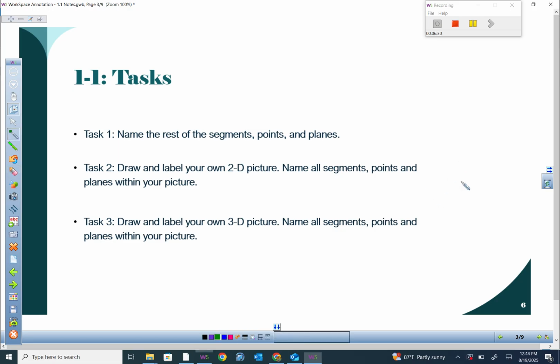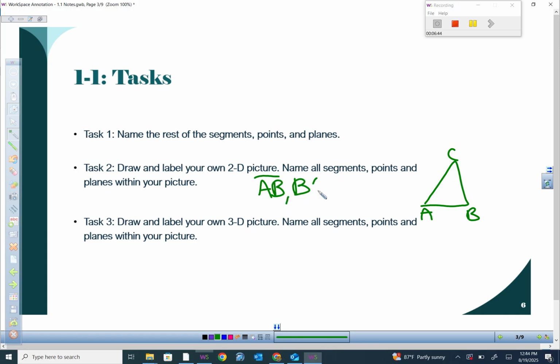Alright, so my favorite two-dimensional shape, well actually, maybe not my favorite, it's probably this one, it's just the easiest. So name all the segments: AB, make sure you don't forget that segment line, BC, don't forget that segment line, and CA. Okay, those are all the segments. Now if I go points, right, points C, A, or B, those are all points. And then planes, there's only one plane. It's ABC. Plane ABC.